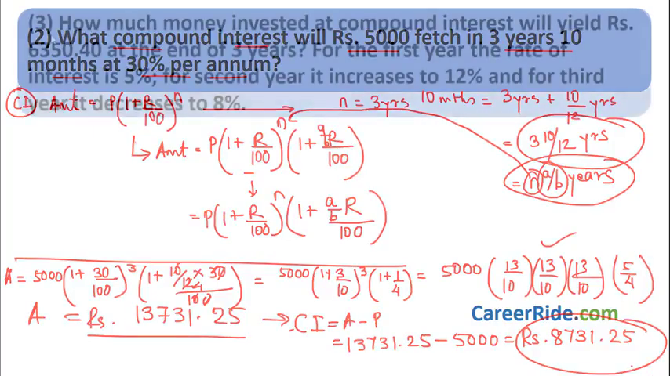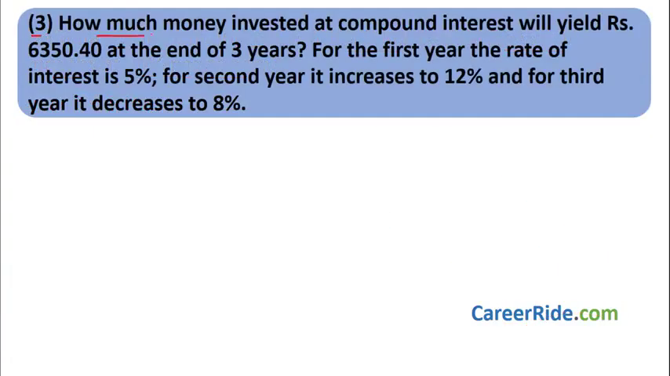Moving on. Question number 3. How much money invested at compound interest will yield rupees 6350.40 at the end of 3 years? For the first year, the rate of interest is 5%. For the second year, rate of interest increases to 12%, and for third year, it decreases to 8%.